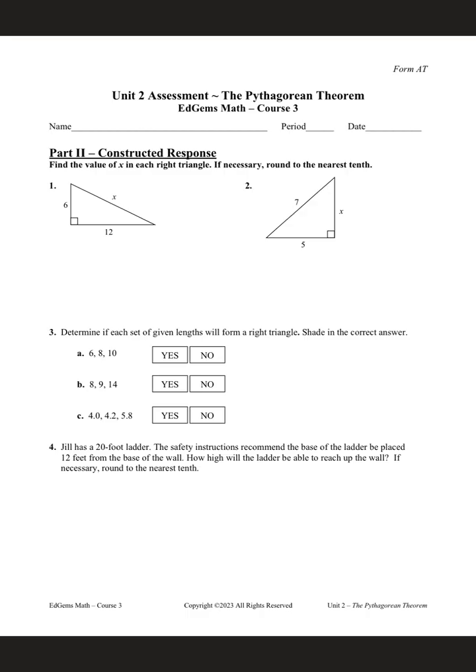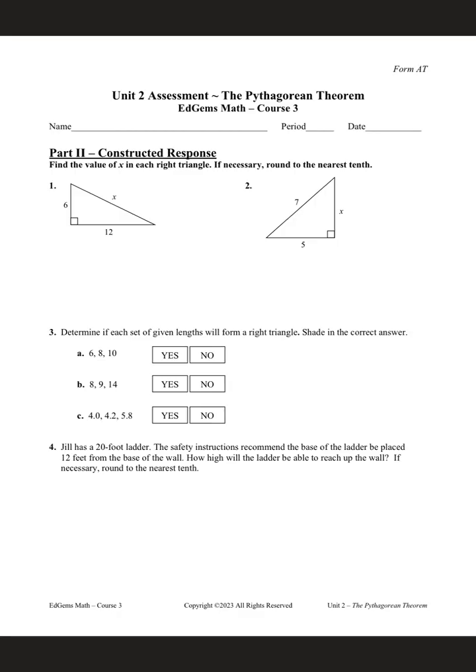Okay, so on part 2, these are constructed responses, all right? So it's going to be really important. Again, you listen to what I say, okay? You do what I do, and you show your work like I'm showing my work. So for number 1, it says, find the value of x in each right triangle. If necessary, round to the nearest tenths place.